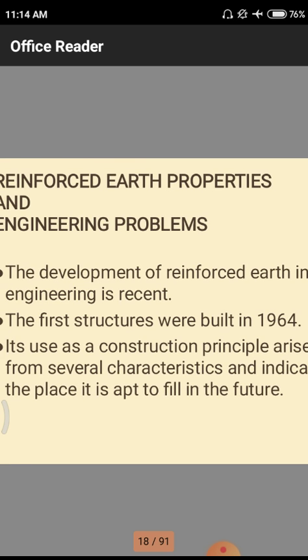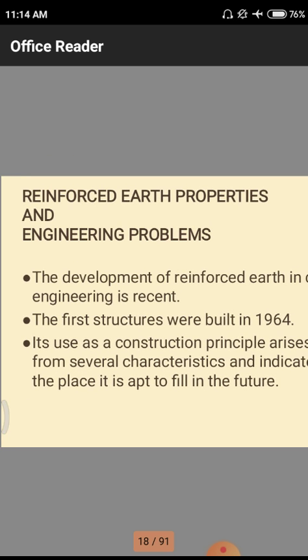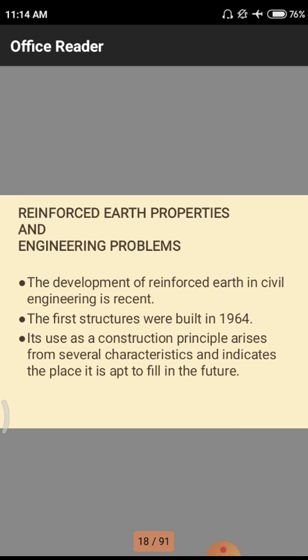Next one, reinforced earth properties and engineering problems we have to face. First of all, reinforced earth is a recent technique in civil engineering. The reinforcing earth technique was developed in 1950, but the usage level was very high in 2005. The technique was implemented in 1950, and the first structure was constructed in the year 1964.